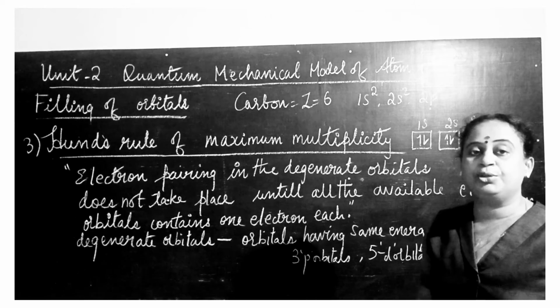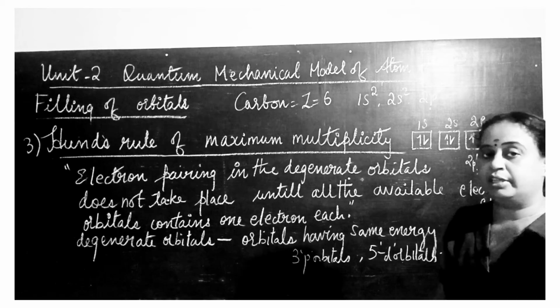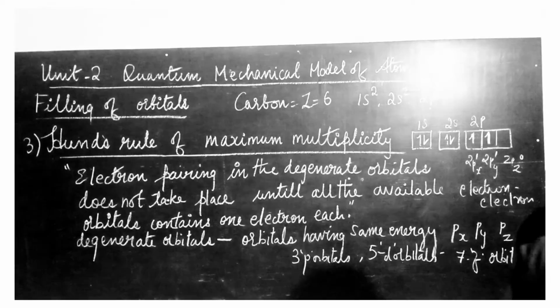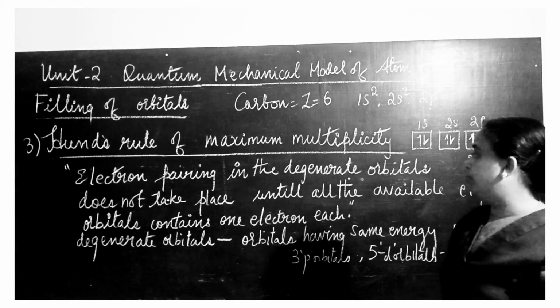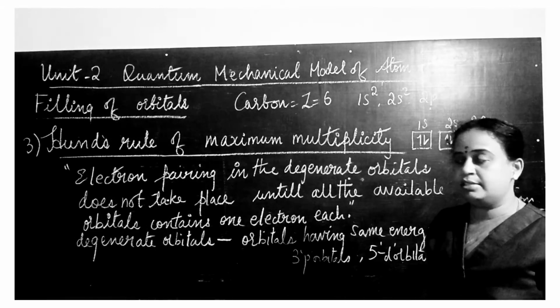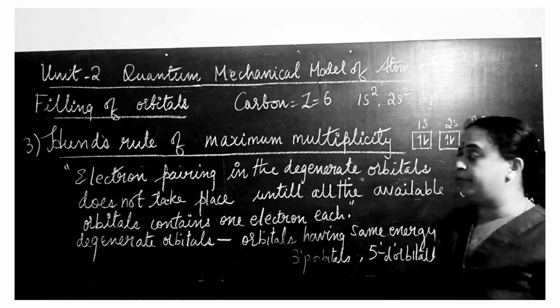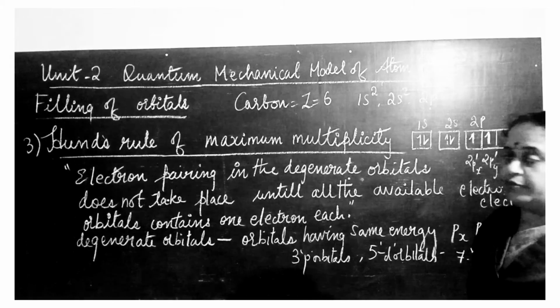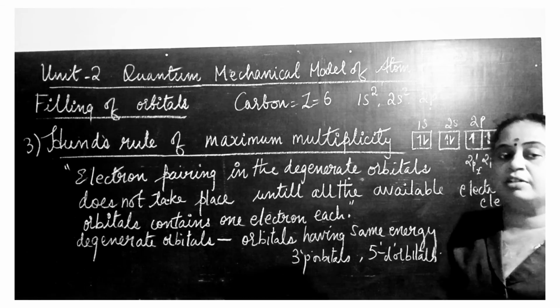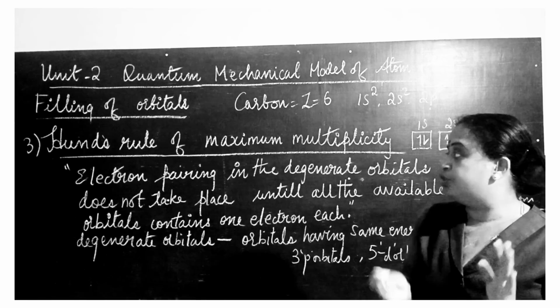Right? So hope you understood about the filling of electrons. The three rules are very important: Aufbau principle, Hund's rule of maximum multiplicity, and Pauli's exclusion principle. Yes, so all these principles are very important. According to the rules of these principles only, the orbitals are filled with electrons in an atom. Right? So hope you understood.